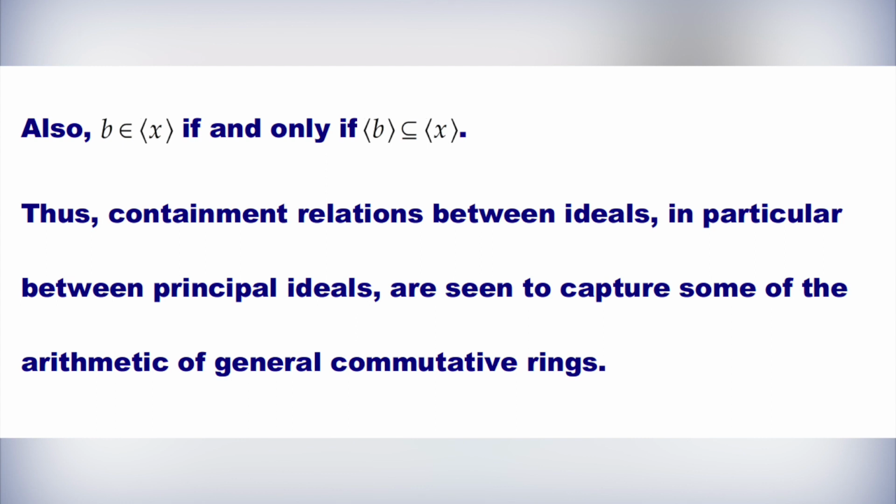Also, b belongs to the ideal generated by x if and only if the ideal generated by b is a subset of the ideal generated by x. Thus, containment relations between ideals, in particular between principal ideals, are seen to capture some of the arithmetic of general commutative rings. There are some examples of principal ideals.